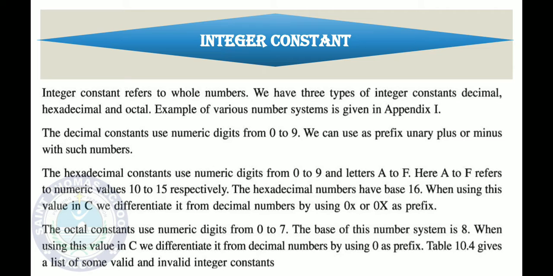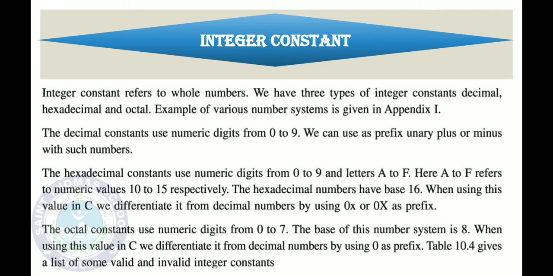Then after that, the octal constant uses the numeric digits 0 to 7, and the base of this number system is 8. Okay, that is why it is known as octal. And which numbers are included there? That is from 0 to 7, sorry, 0 to 7, 8 digits. When using this value in C, we differentiate it from the decimal number by using 0 as a prefix. So here, to differentiate the octal from the two earlier discussed constants, the 0 is used as a prefix.